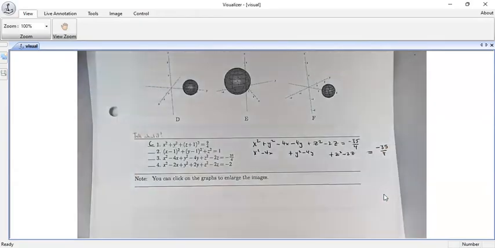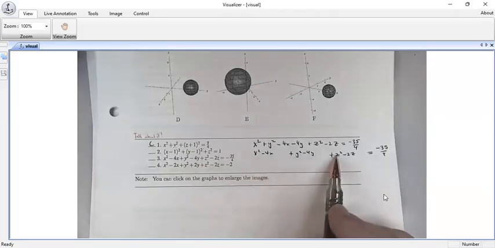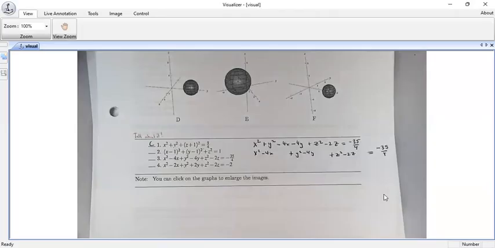Now, to complete the square, you will notice that the coefficient in front of your squared terms are all 1. That's nice. If it's not, you need to factor it out. Then if they're not all the same coefficient in front of the x squared, y squared, and z squared, that means you're going to get an ellipse. They've got to be all the same.